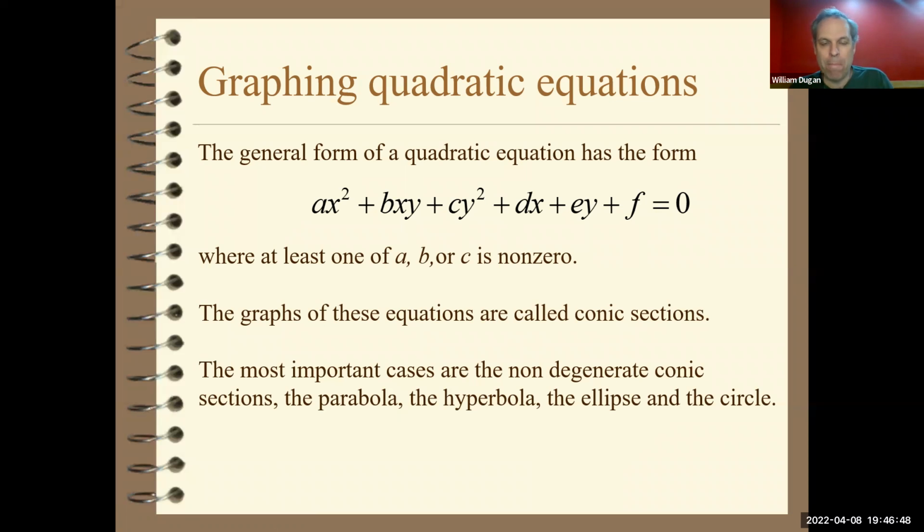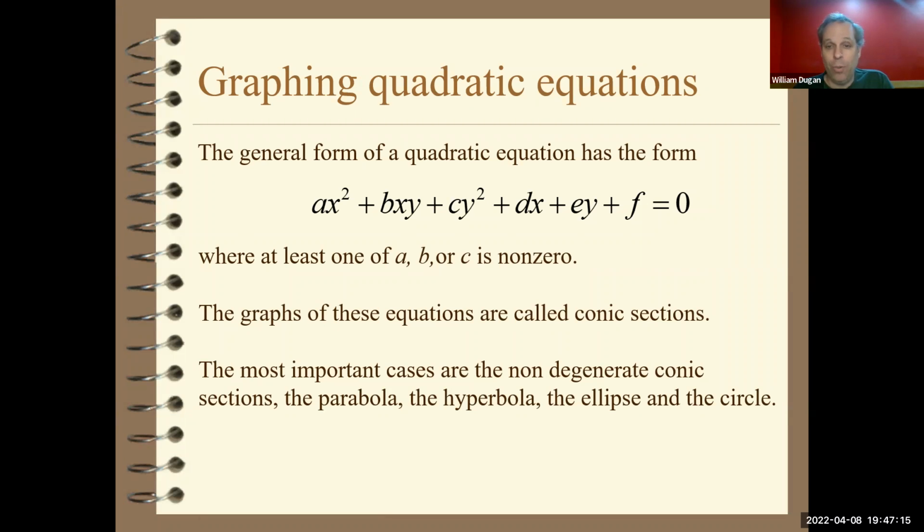Hi, everybody. Okay, so then in order to use what you just learned about quadratic functions, I want you to go and graph a quadratic equation in general. Now, a quadratic equation has this general form: ax squared plus bxy plus cy squared plus dx plus ey plus f equals 0, where at least one of a, b, or c is not 0. Otherwise, it's not called quadratic. In that case, it's just linear.